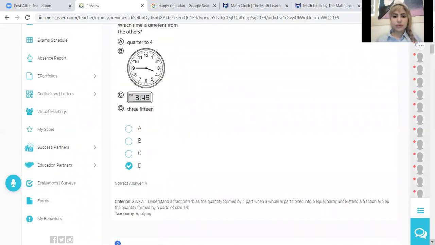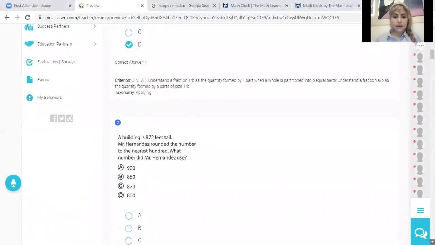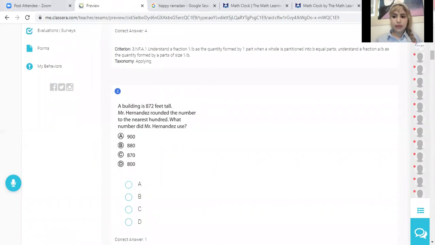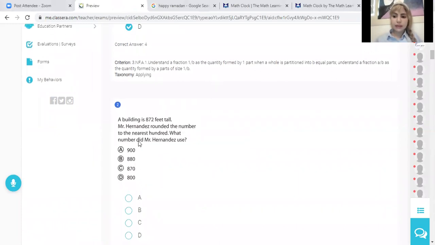Let's go and see here. I hope you are seeing the screen well. Okay, let's continue. Number 2. A building is 872 feet tall. We have the length. Mr. Hernandez rounded the number to the nearest hundred. What number did Mr. Hernandez use? Okay, you remember rounding.